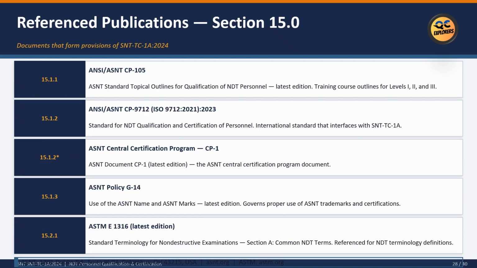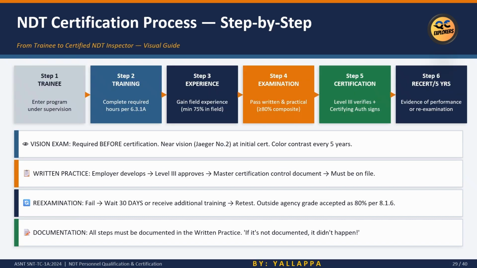SNT-TC-1A also references several important documents. These include ANSI/ASNT CP-105, ANSI/ASNT CP-9712, ASNT CP-189, ASNT Policy G-14, and ASTM E1316 Terminology Standards. As a professional NDT inspector or Level 3 candidate, you should be familiar with these references because they are interconnected in qualification systems.